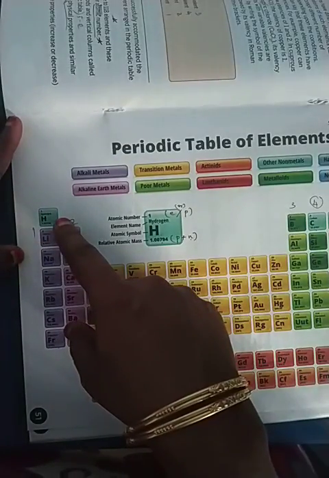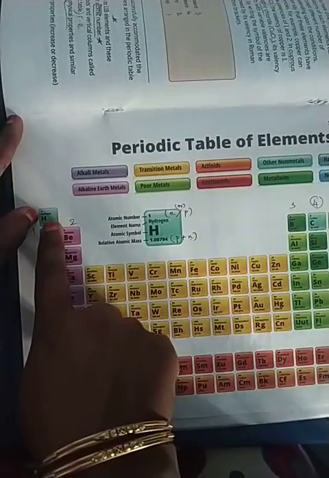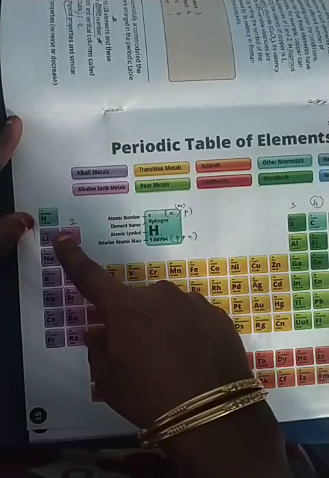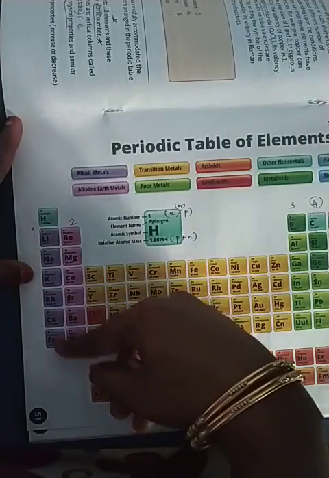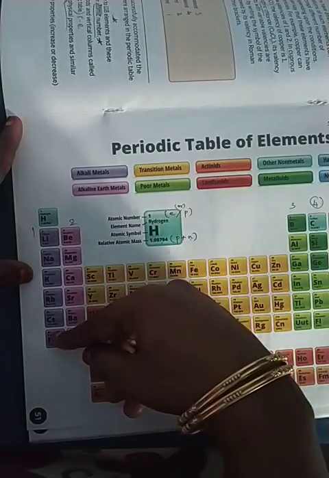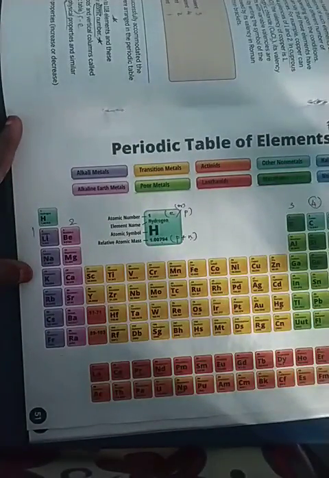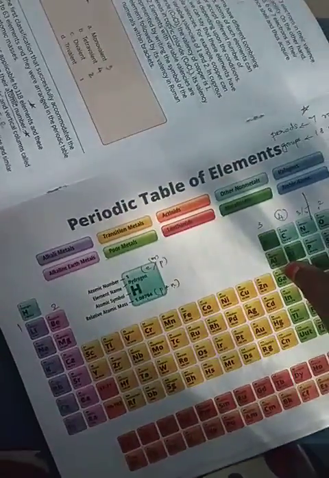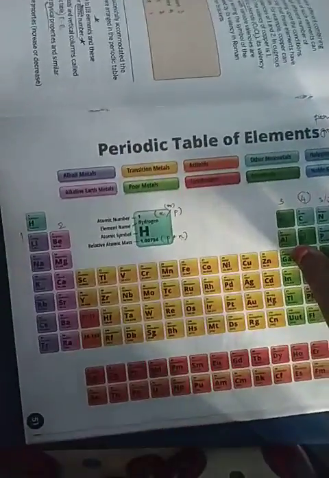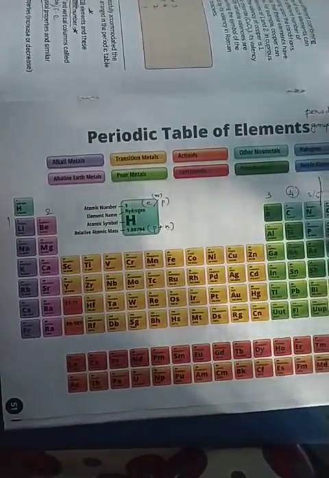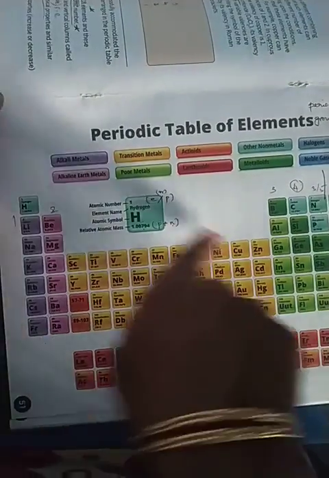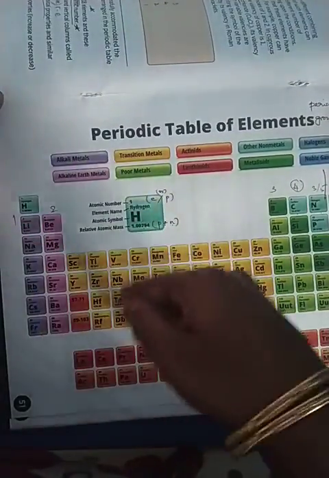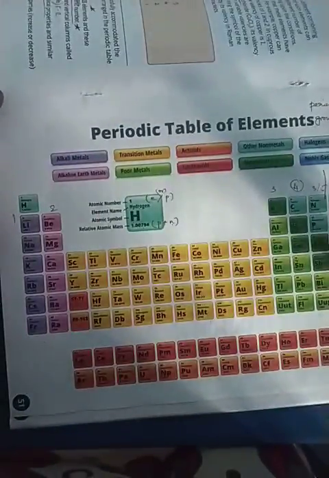So this is the periodic table. It starts with hydrogen. Horizontals are called periods and the verticals are called groups. You will have 7 periods, 1, 2, 3, 4, 5, 6, 7, and 18 groups.